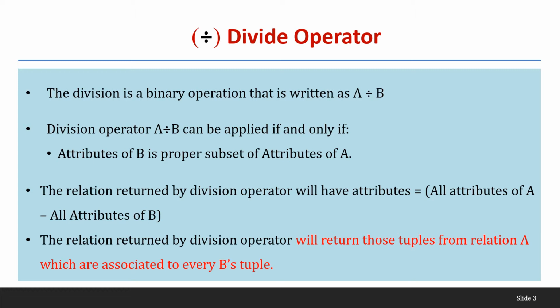And the relation returned by the division operator will return only those tuples from A which are associated to every B's tuple. It will return only those tuples from A which are associated to every B's tuple.